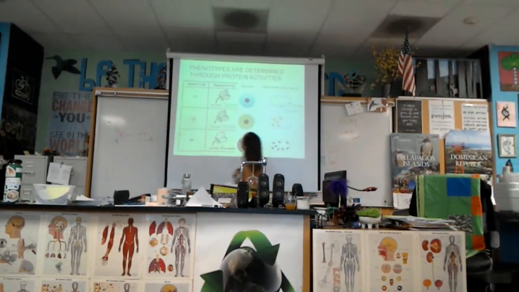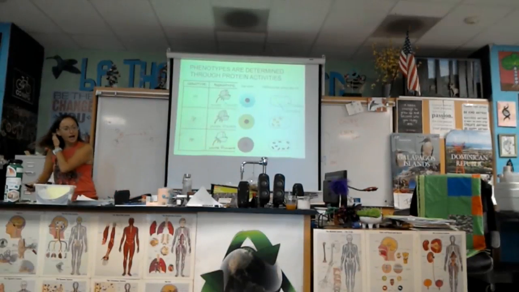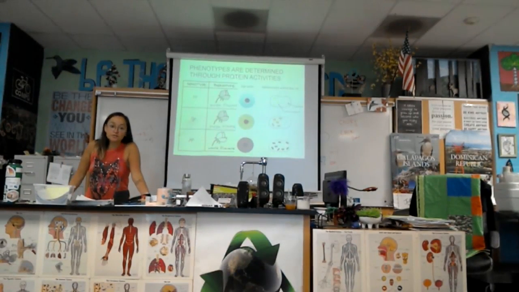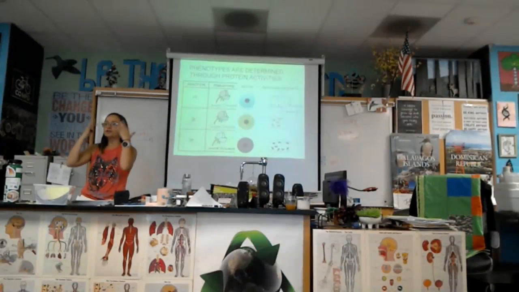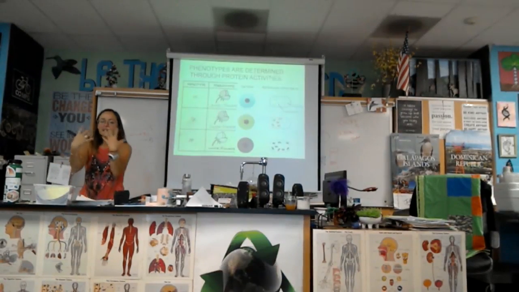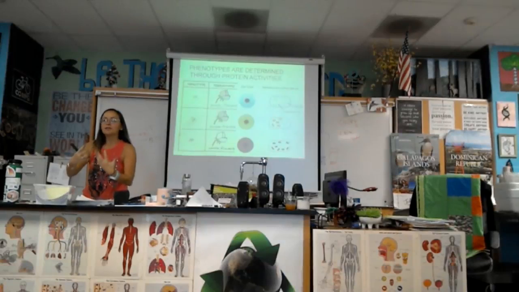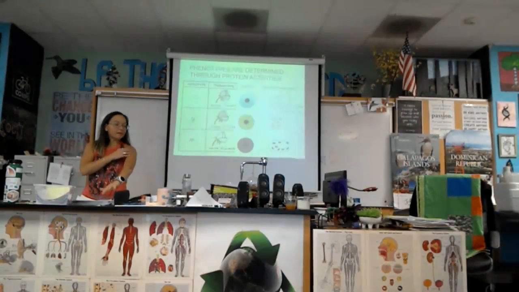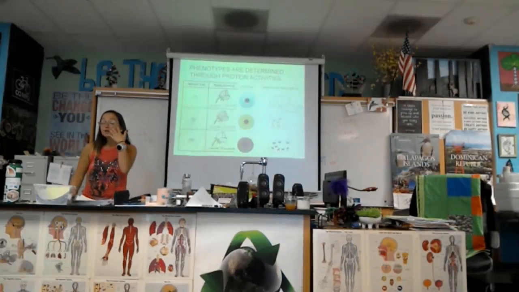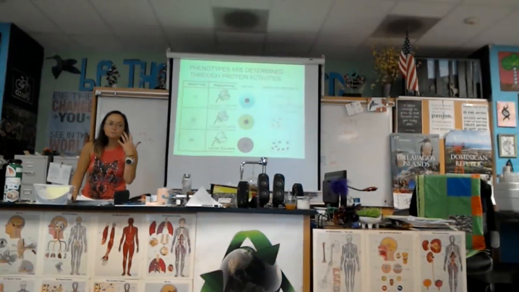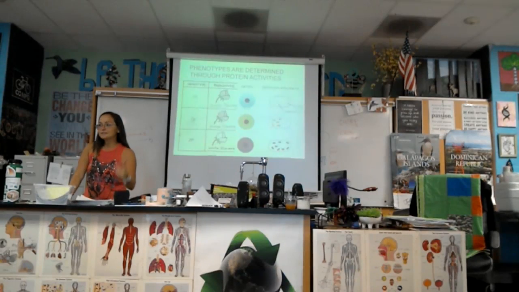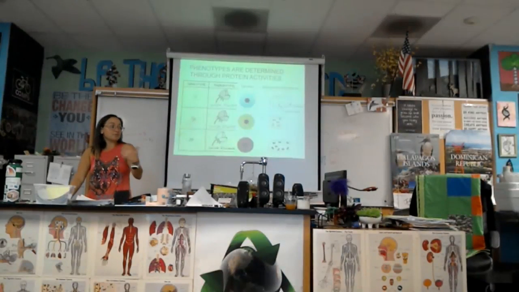So phenotypes are determined through protein activities. We really want to emphasize that your phenotype is based on protein. While DNA has all of your genetic information, your phenotype and what's actually expressed is an accumulation of proteins that are being made inside of you. So your skin color, that's melanin, that's a protein that's accumulating. Your eye color, if you have brown eyes, green eyes, blue eyes, that's protein in your eyes. If you have different genetic diseases, that's going to be the presence or absence of proteins.